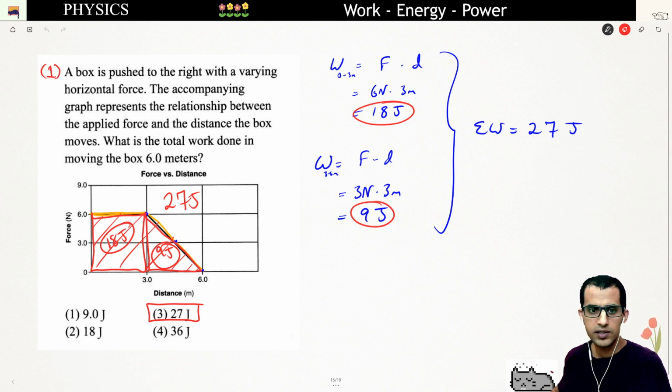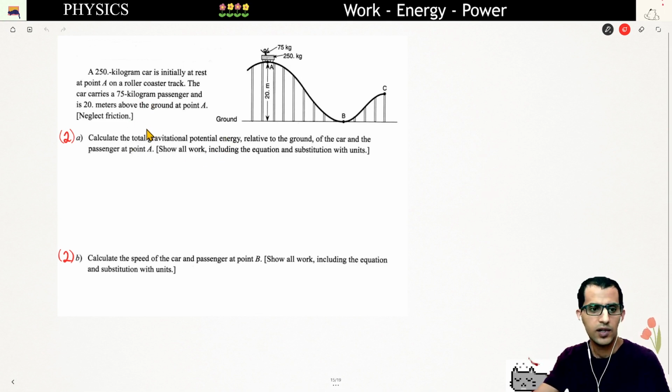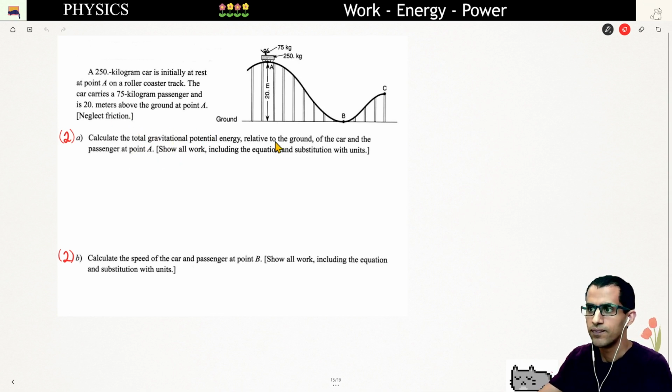Okay, next question. And so of course I recommend trying these problems. So maybe pause the video, give this a try, and then you can watch the solution as I go through it. So here we have a 250 kilogram car that is initially at rest at point A on a roller coaster track. The car carries a 75 kilogram passenger, and it's 20 meters above the ground. So all that information is shown in this picture here.